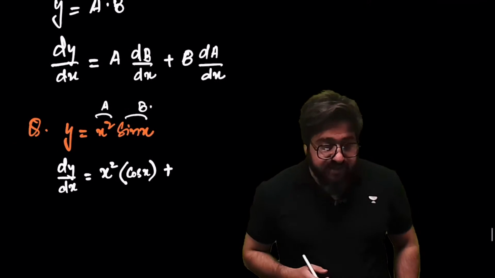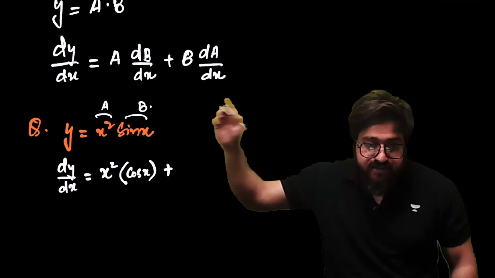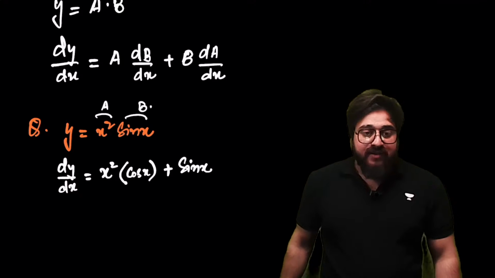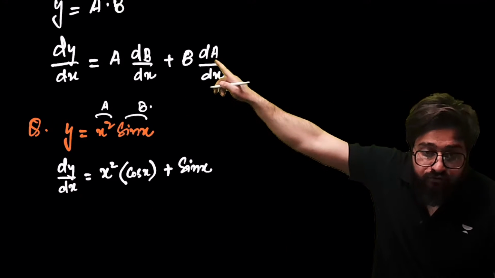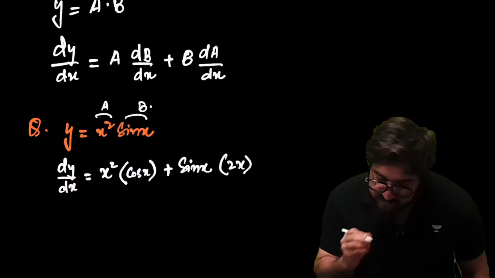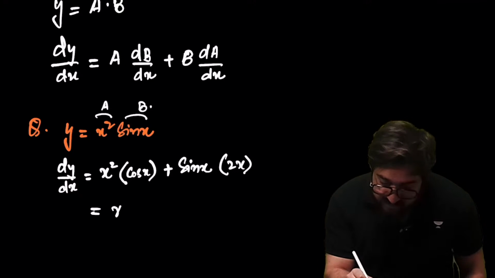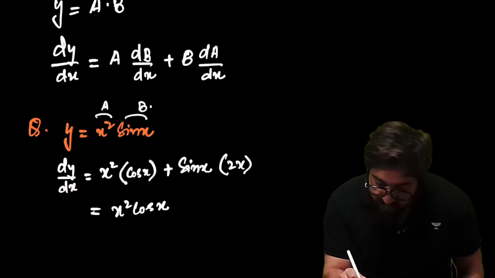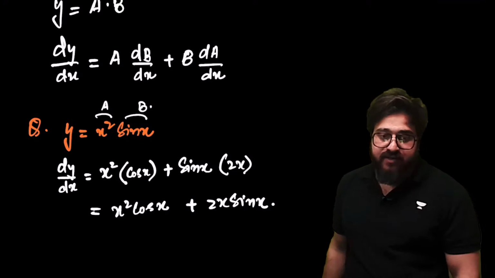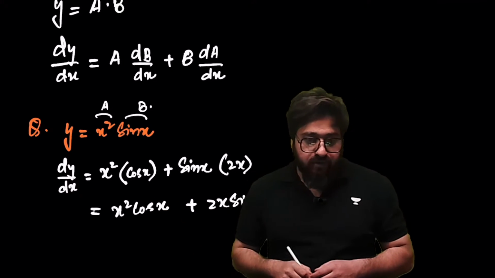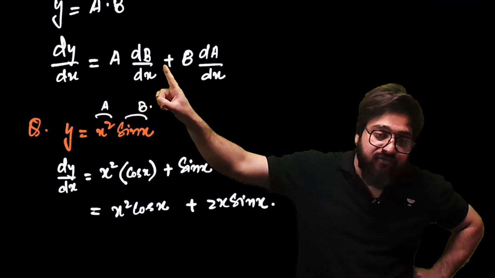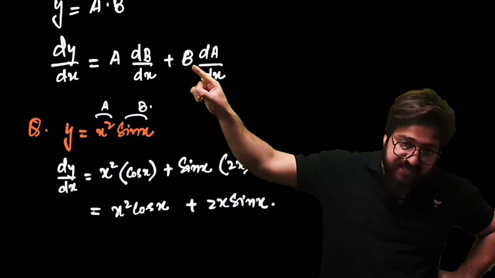Keep the b as it is. B in this case is sine x. Then we say differentiation of a. A is x square. Differentiation of x square is 2x. So we can write this as x square cos of x, plus 2x sine of x. This is the differentiation. If you have, keep the a as it is, then differentiate b, plus keep b as it is, then differentiate a.